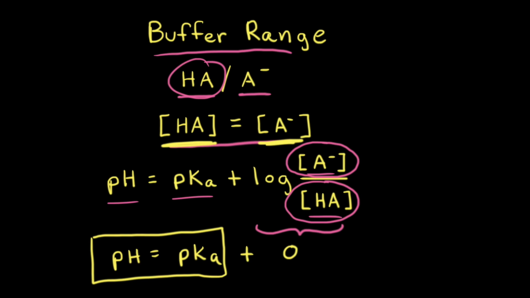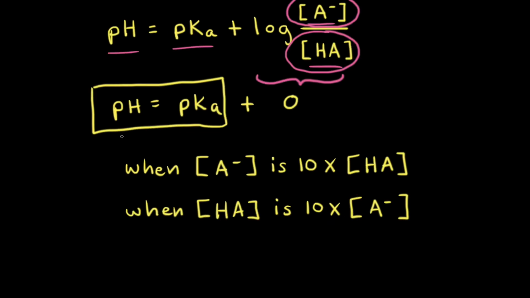So we usually try to choose a buffer with a weak acid that has a pKa value close to the desired pH of the solution. So buffers are effective at resisting large changes in pH when the pH is approximately equal to the pKa of the weak acid. However, if the concentration of one component of a buffer is more than 10 times the concentration of the other component in a buffer, buffers are not effective at resisting large changes to pH.